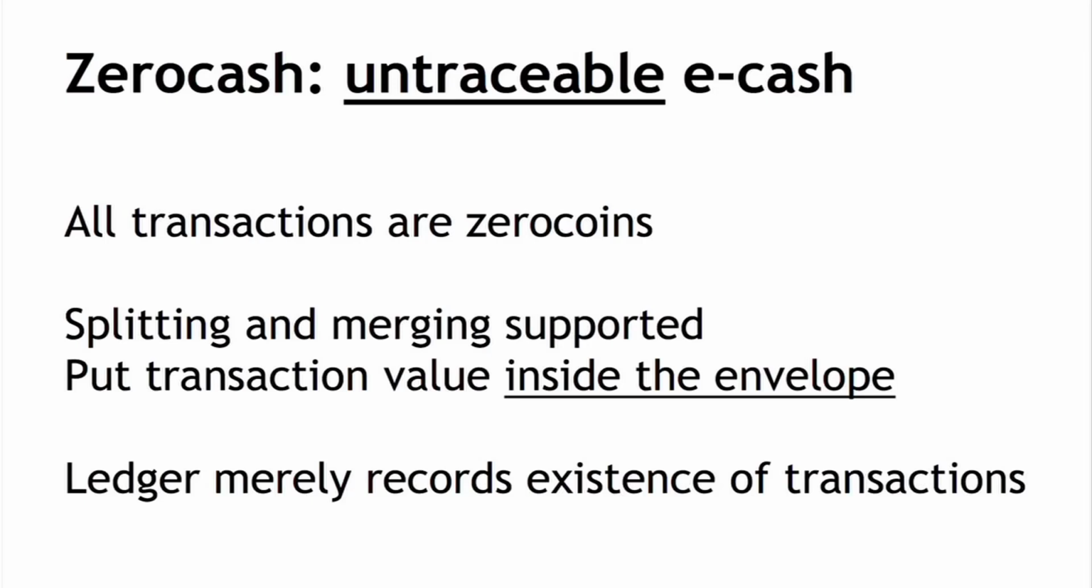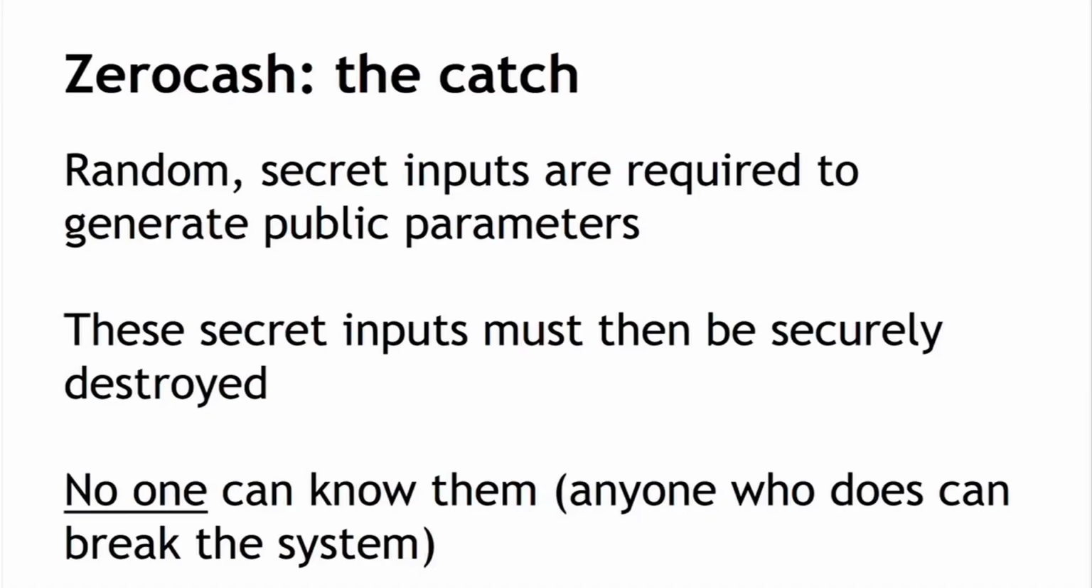But that almost sounds too good to be true. A completely untraceable electronic cash system. It is ledger-based, but the ledger doesn't record anything that might compromise anonymity or privacy. Well, there is one catch. Here's the catch in Zerocash. It requires a certain setup process to even set up the system. Specifically, one needs random and secret inputs in order to generate the public parameters.